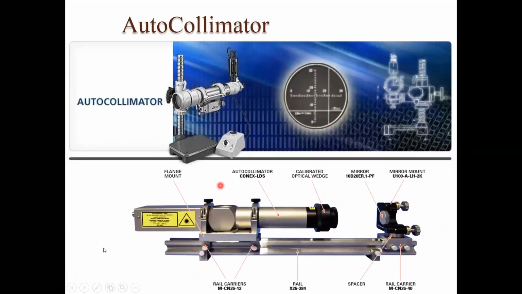Autocollimator. This is all available in our metrology lab also. Here the work part to be tested is placed here. A long microscope telescope is there, and a collimating lens is there here. We are going to view this object from this side.